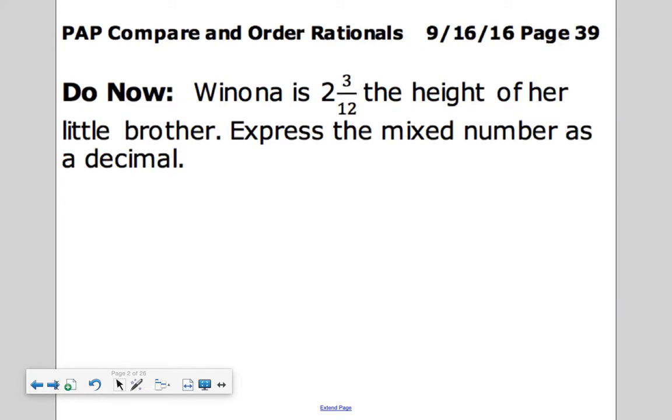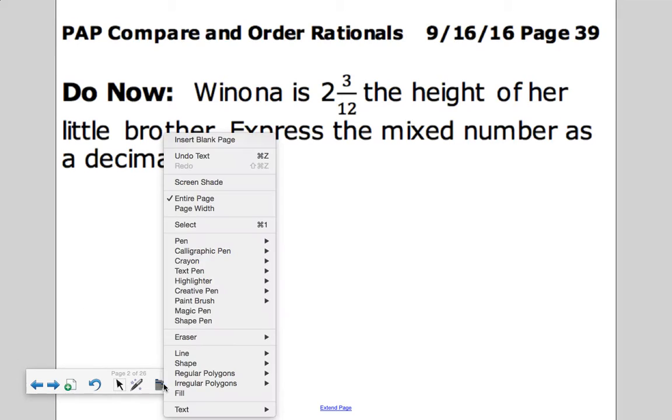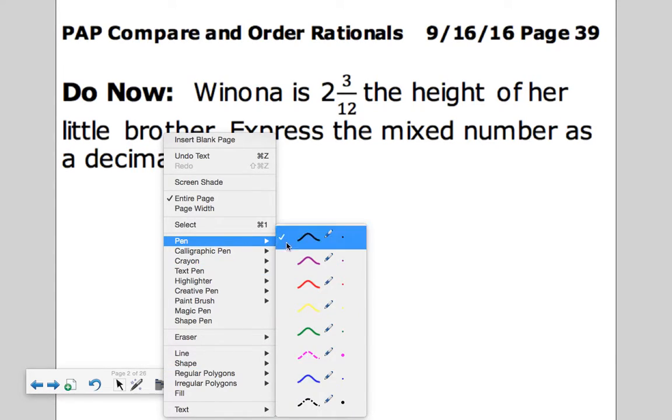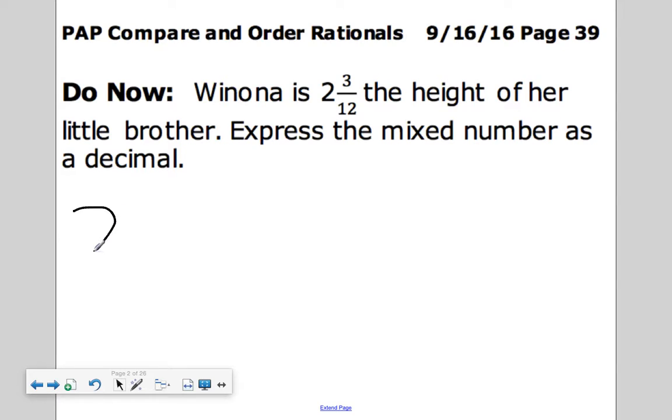So let's look at our do now. Winona is 2 3/12 the height of her little brother. Express this mixed number as a fraction. As a reminder, this 2 3/12 is a mixed number. You're really adding 2 to the fractional form of 3/12. So 2 plus 3/12. Let's find the decimal form of 3/12.